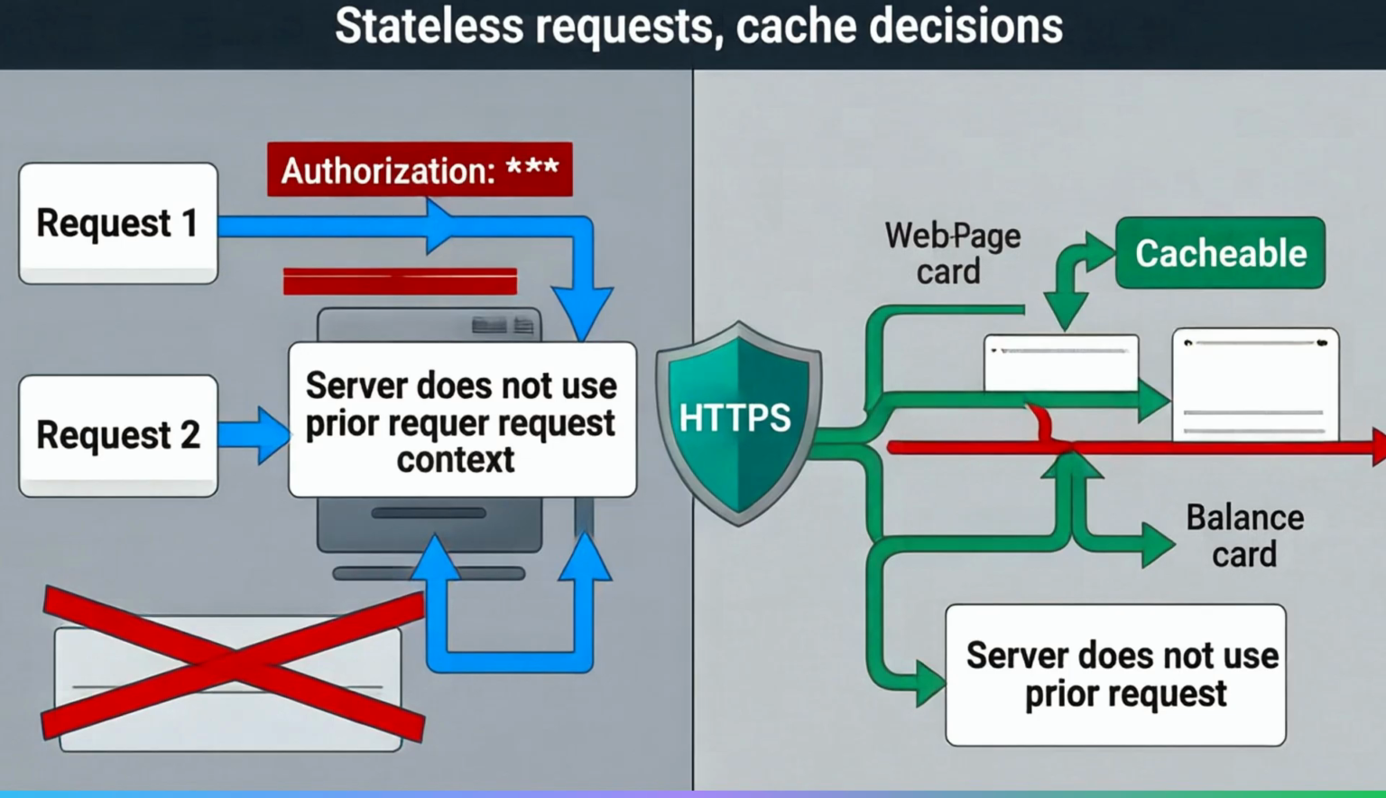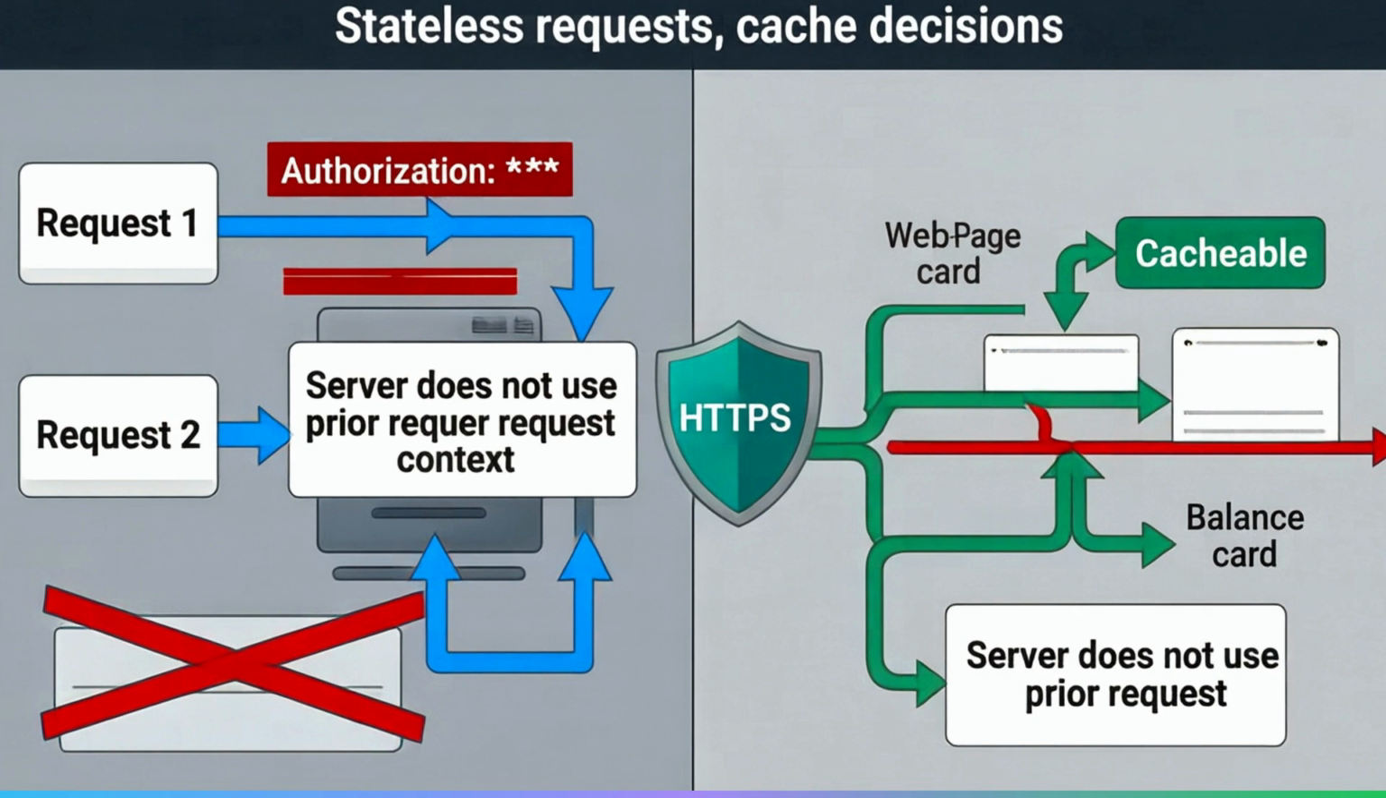That statelessness explains a security rule. Every protected request carries the authentication information it needs. It also explains why cacheability is deliberate. A frequently accessed web page can be marked cacheable and reused. A real-time account balance should be non-cacheable. Reuse can show stale data and store sensitive information inappropriately. HTTPS protects passwords, keys, and tokens while they travel. It does not decide whether a resource is safe to cache.